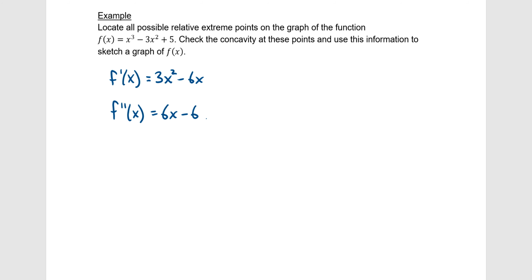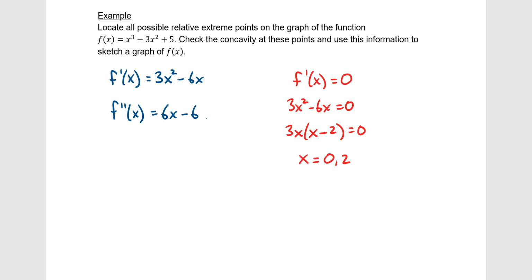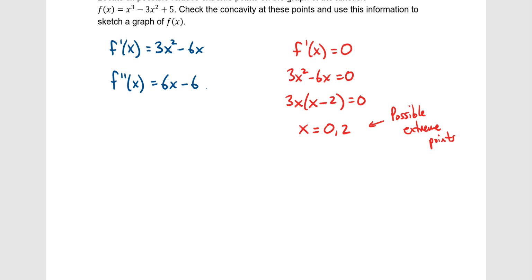Okay, so finding the extreme points, we take the derivative and we set it equal to 0. That's 3x squared minus 6x equals 0. We can factor out a 3x. We'd be left with x minus 2. And set both of those equal to 0. We get x equals 0 and x equals 2. These are our possible extreme points.